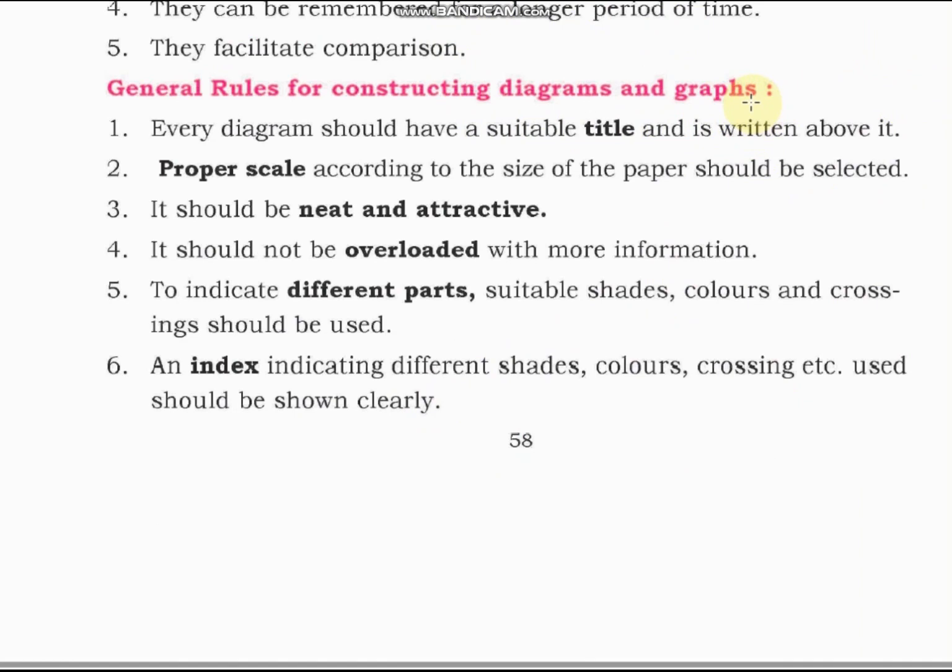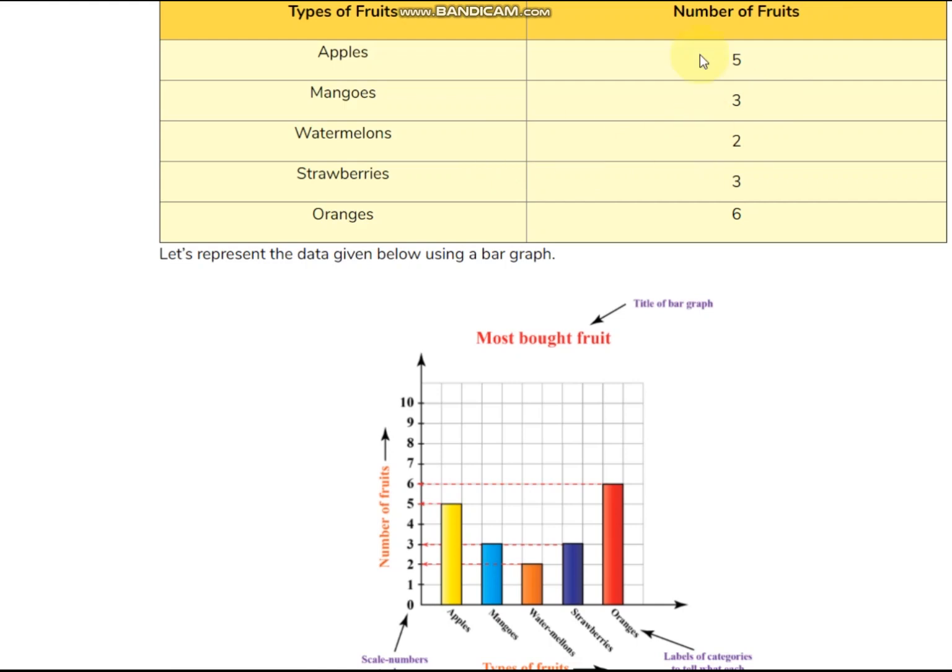So while constructing a diagram, what are the things that we should take care about? The first one is every diagram should have a suitable title written above it. A proper title should be given to the diagram. In the table we saw that the title represents what is written in the body of the table, what the entire table represents. That is the function of the title. Similarly, whatever is there in the diagram should be in a summarized form, that is in the form of a title. For example, this is a data given here.